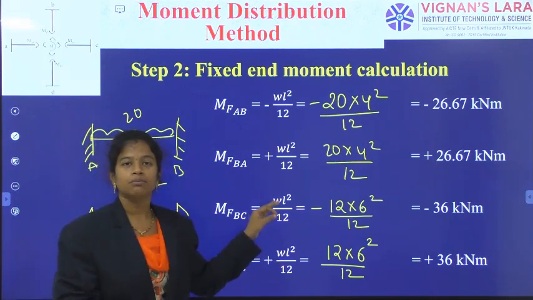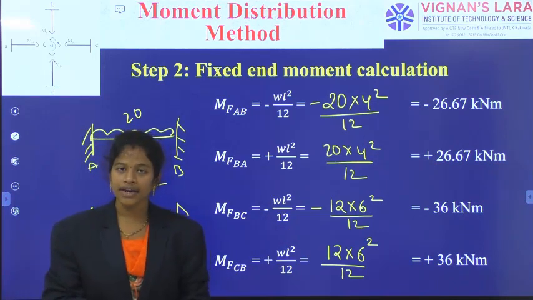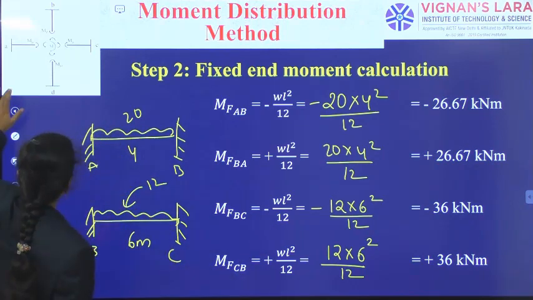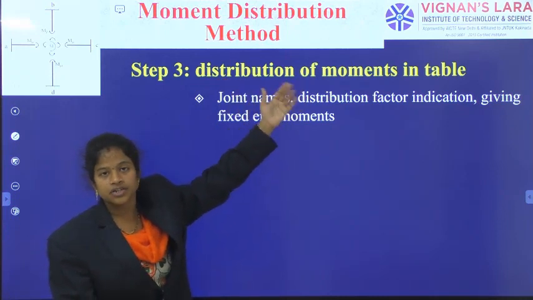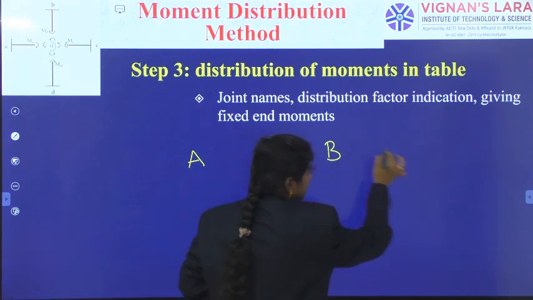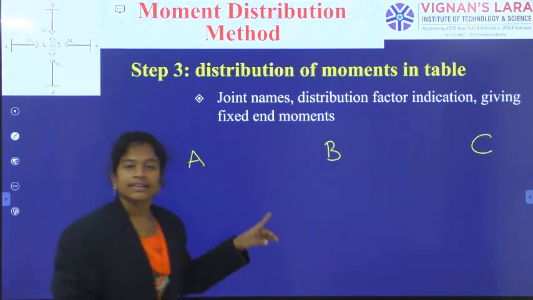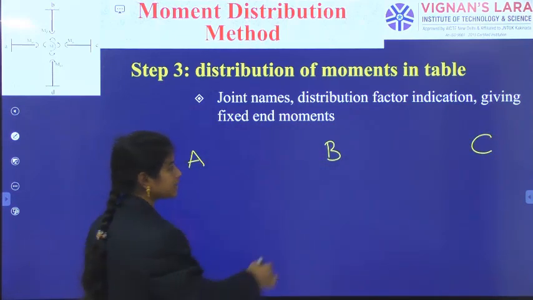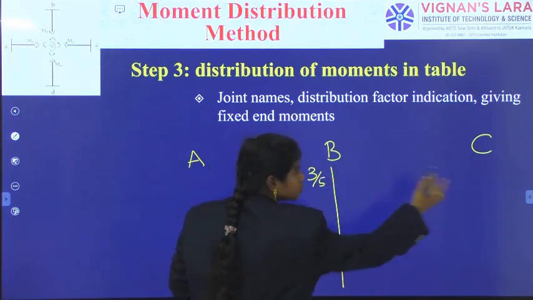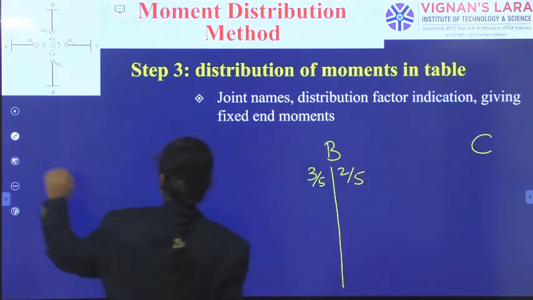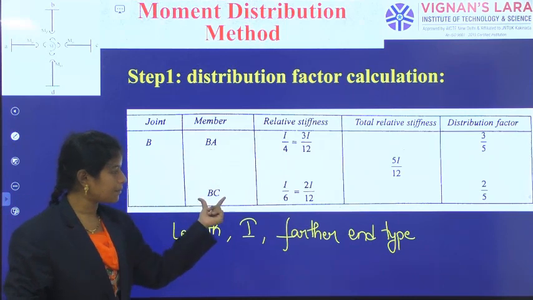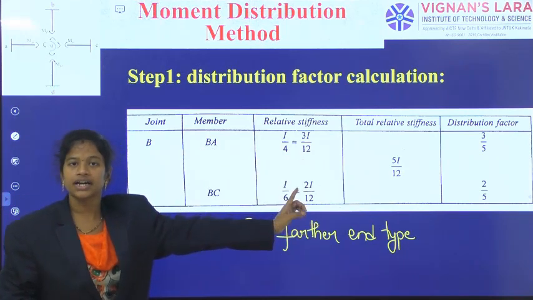Now entering into the moment distribution table. For drawing the moment distribution table, these are the answers we should write in the top line. So the next step I am starting, that is the distribution of moments in the table. How are we writing? Firstly I am indicating the joints as A, B and C. And then the distribution factors at B we should write with a line. Towards A we have got 3 by 5. Towards C we have got 2 by 5. Whatever values we are getting, that only I am writing, B towards A, B towards C. So 3 by 5 and 2 by 5 are the distribution factors.